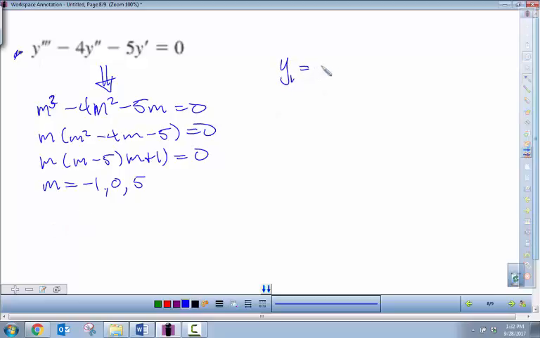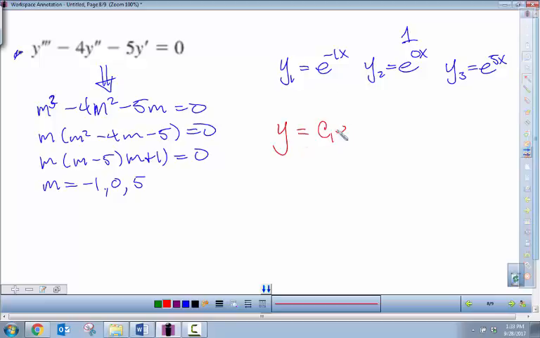So our y1 is going to be e to the negative 1x. Our y2 is going to be e to the 0x. And our y3 is going to be e to the 5x. What's e to the 0x? That's just 1, huh? So we'll have 1. All right? So then our solution is going to be c1 e to the negative x plus c2 times 1 plus c3 times e to the 5x.